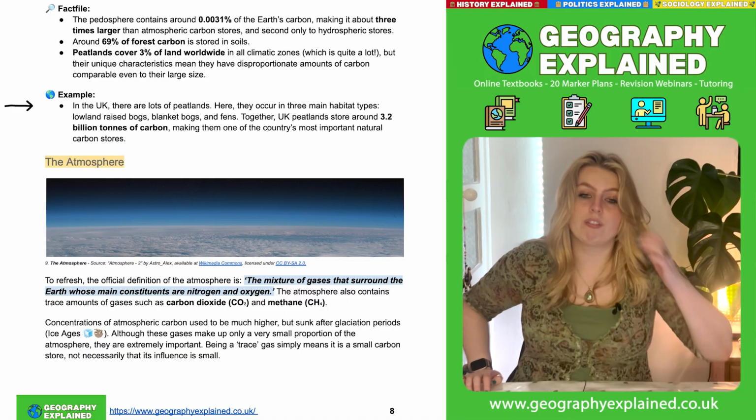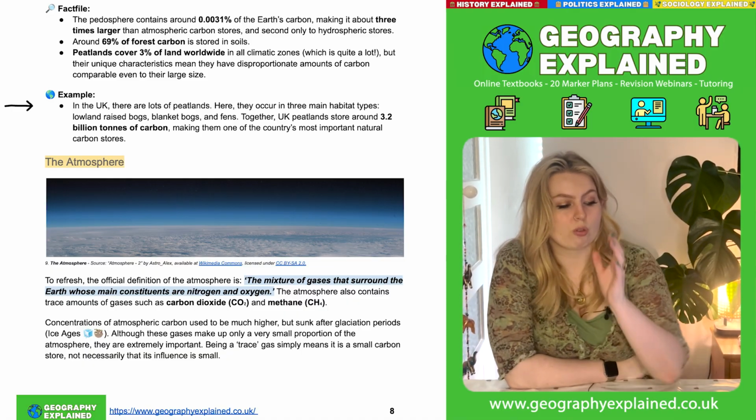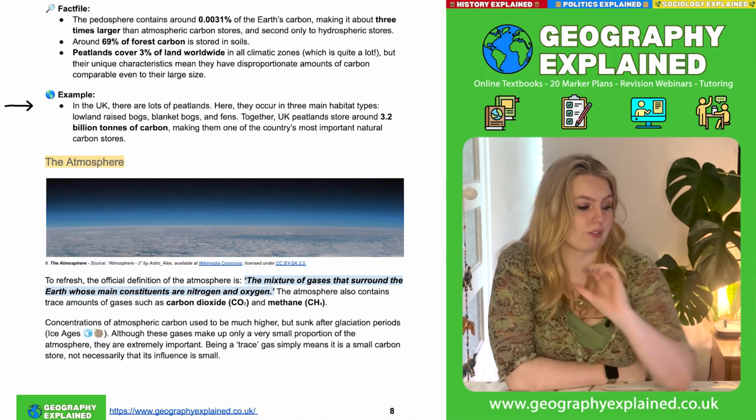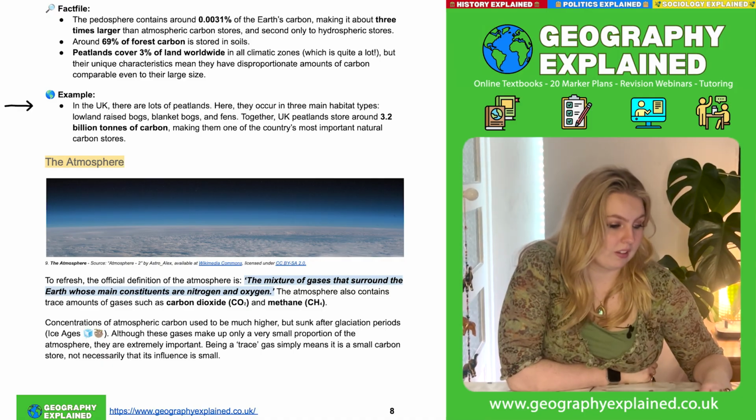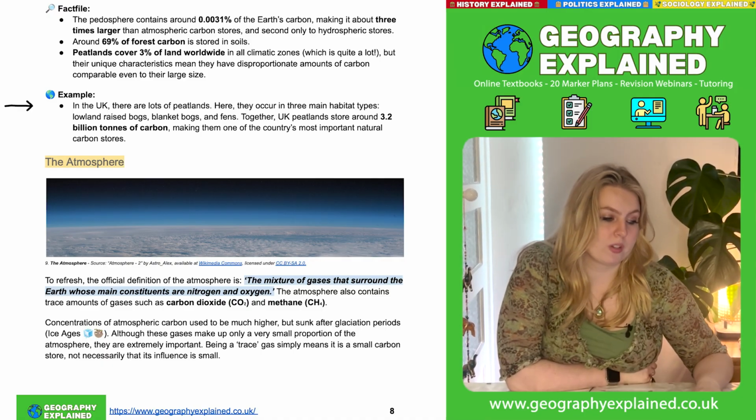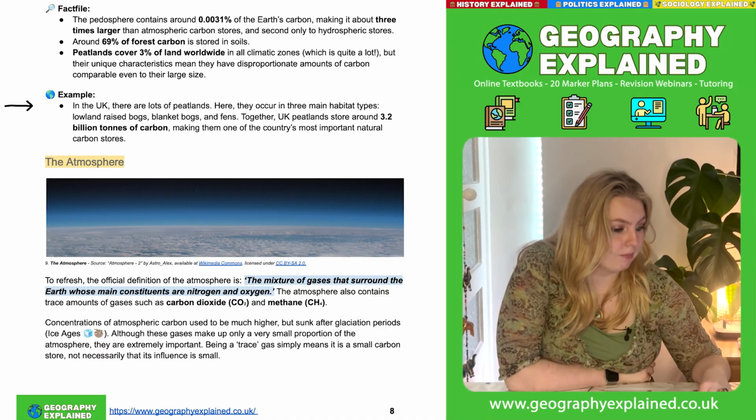One thing that might be more helpful is knowing that UK peatlands store around 3.2 billion tonnes of carbon. So it is a very important natural carbon store here in the UK.